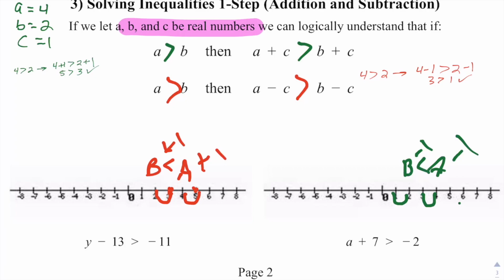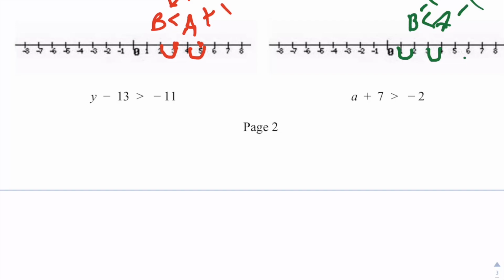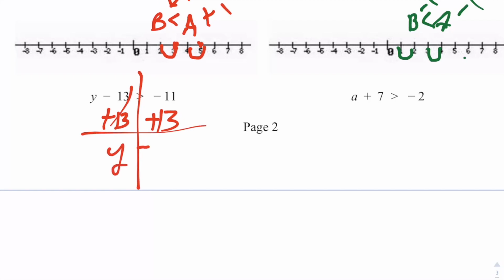Let me show you a couple examples. Here we want to solve for y. I again like to draw my balancing point. I notice that it's y minus 13, so I have to add 13 to both sides, just like in equations. Here I get y's left because those cancel. Here I get positive 2 because negative 11 plus 13 is positive 2. So that's my solution.